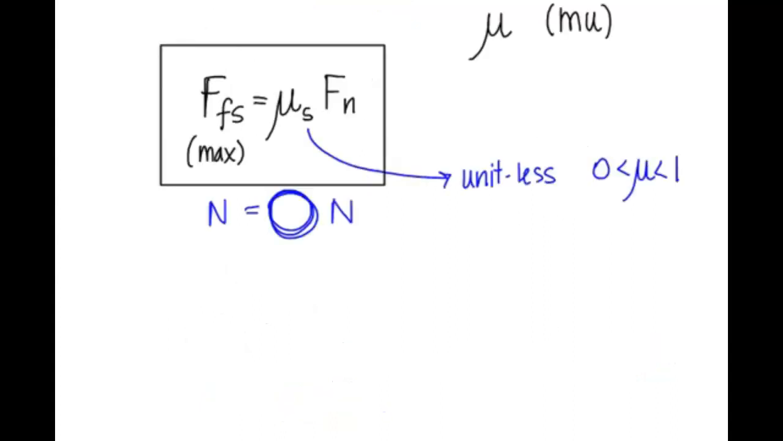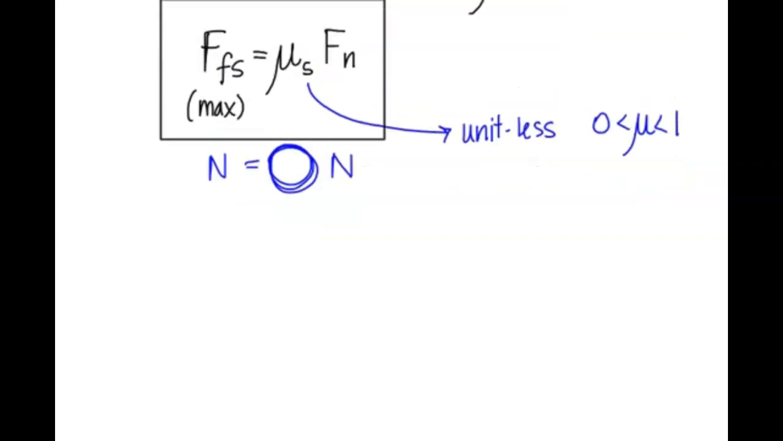All right. So now let's look at the other case. It wasn't static. It was, what word would be opposite of static? Kinetic.